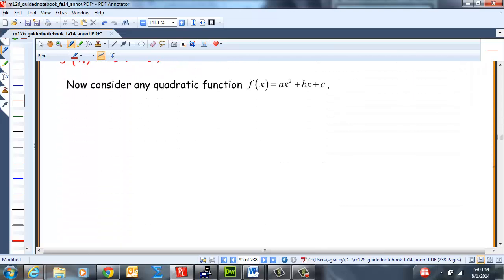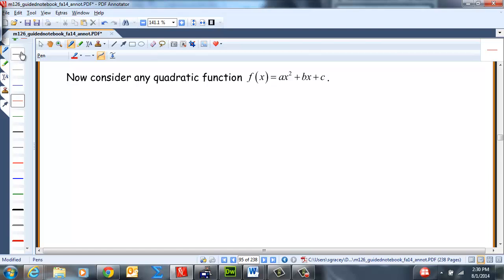Okay, now let's consider any quadratic function of this format. If you start from there and complete the square, you'd need to factor out an a from the first two terms. So in order to factor out a, you would have b over a times x, leave some space, and we still have plus c. So what I need to add is half of that coefficient squared. So b over 2a, the quantity squared.